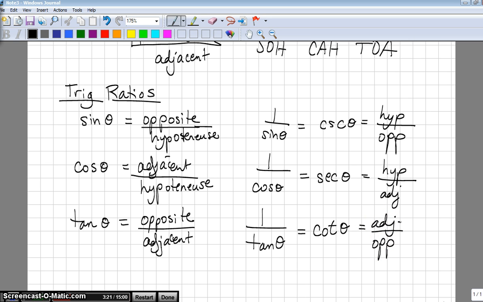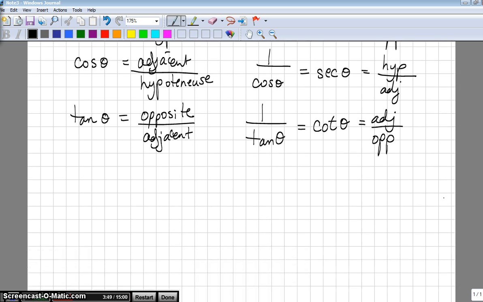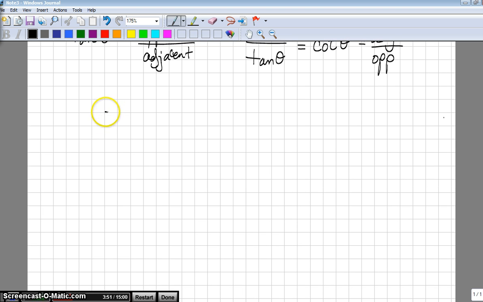So those are the inverses of the sine, cosine, and tangent ratios. The inverse of the sine is called cosecant. The inverse of cosine is called secant. And the inverse of tan is called cotangent. And so notice that the fractions are the same as the sine, cosine, and tangent ratios, except they are the inverse, the flipped fraction. All right, so let's look at a right triangle and talk about the 6 trig ratios.